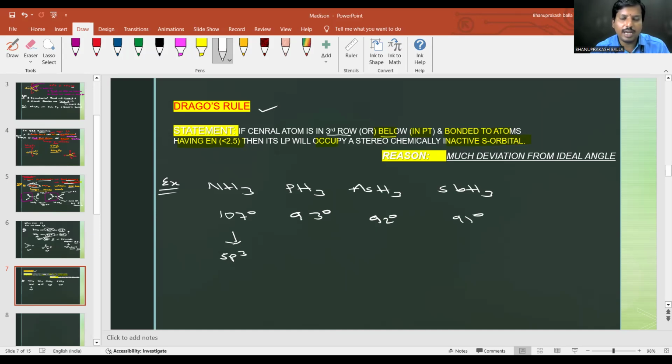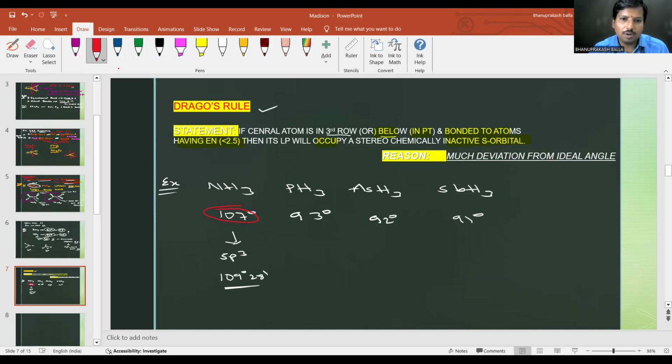In sp3 hybridization, what is the bond angle? As per the geometry, 109 degrees 28 minutes is the bond angle. But in reality, in the ammonia molecule, due to the lone pair of electrons, it is 107. So there is not much deviation from the ideal bond angle.